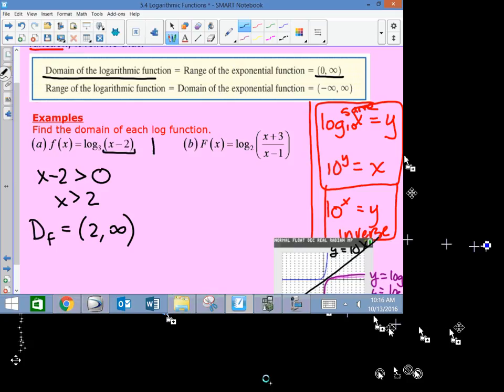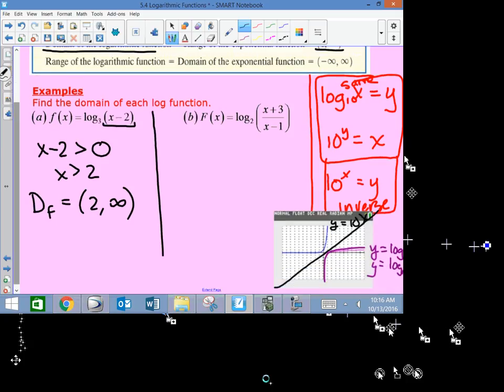All right. So you're going to be doing some just basic inequalities. This would also be the range of the inverse if we were going there. We're not going there right at the moment. Okay. All right. What about this? Log. The argument must be positive. So x plus 3 over x minus 1 must be positive.